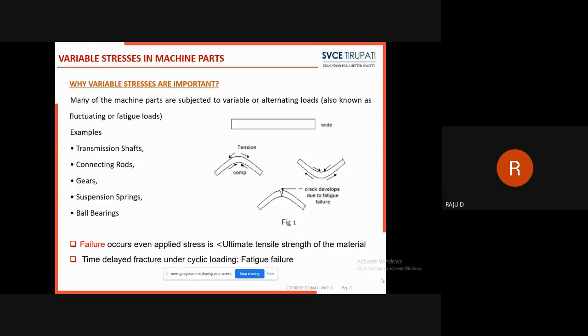What happened? The spring coil is going to have wear and tear. In this wear and tear, a crack forms, leading to failure under the fatigue failure condition. In ball bearings also, if you use any journal bearing or any roller bearing, what happened?